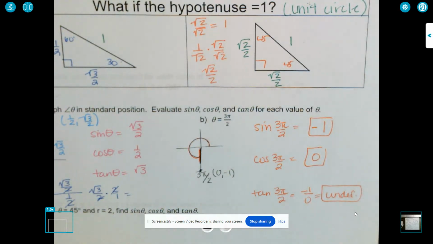All right, so I'm going to pause real quick, go print me out a unit circle so that we can talk about that, and I'll be right back.